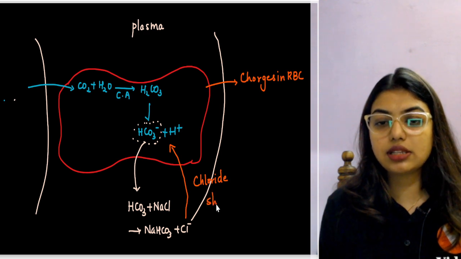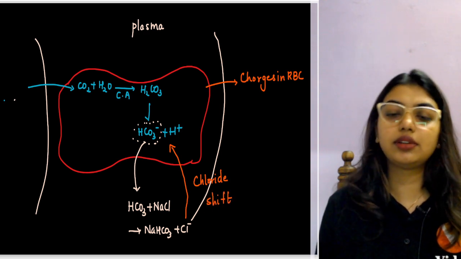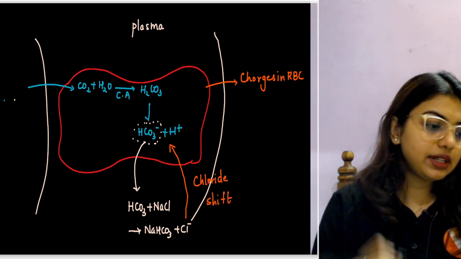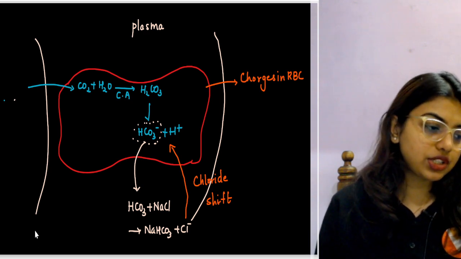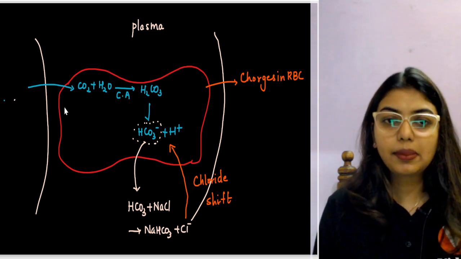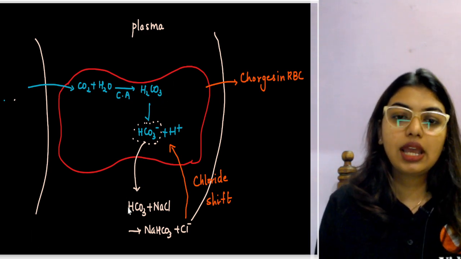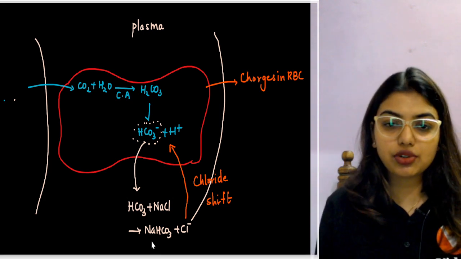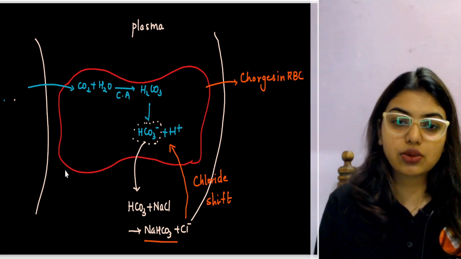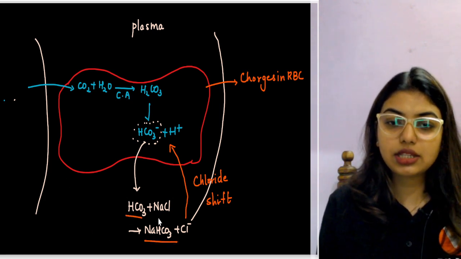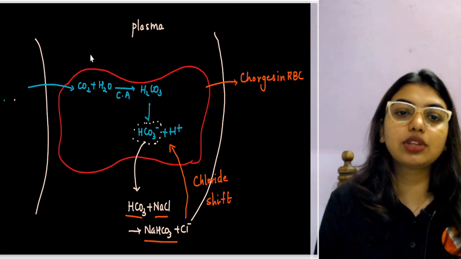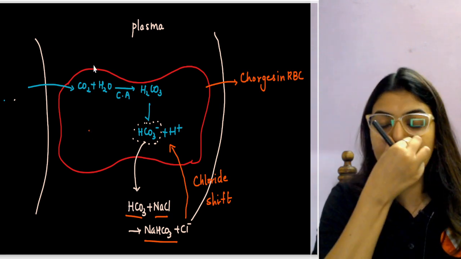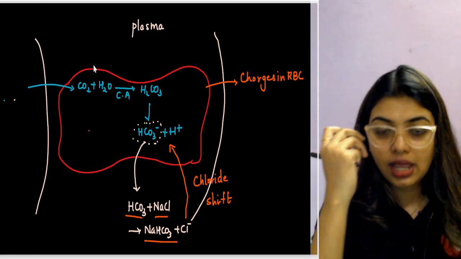This is called chloride shift. Understood? Haldane effect we'll teach again, but this is called chloride shift. Clear or not? Now this is one process. Now if the reverse has to happen, what is going to happen? This NaHCO3 is going to break down to HCO3 and NaCl, and this HCO3 is going to enter inside and continue the cycle and go to the alveoli.